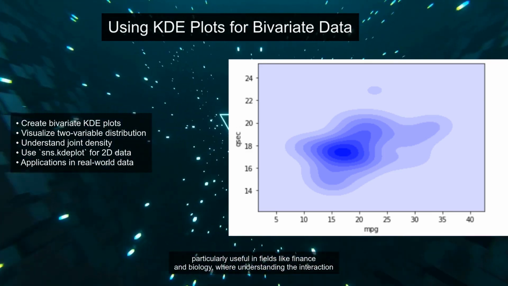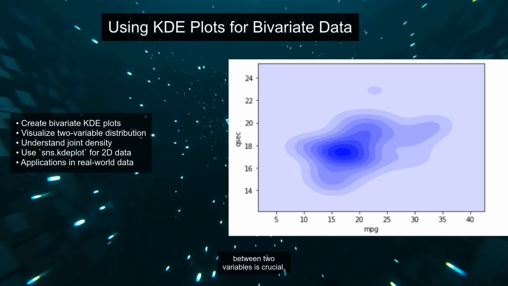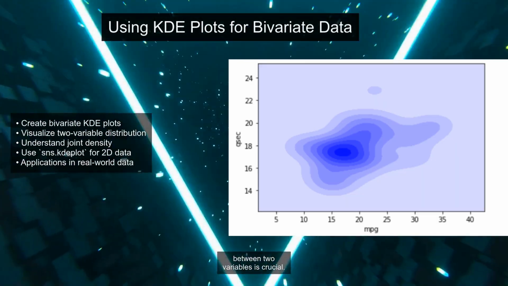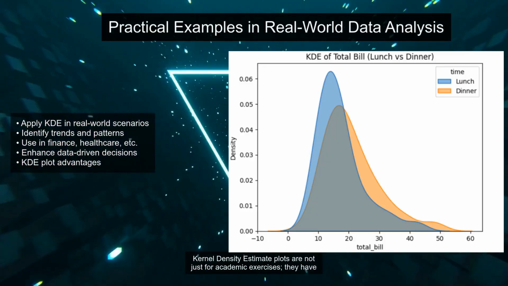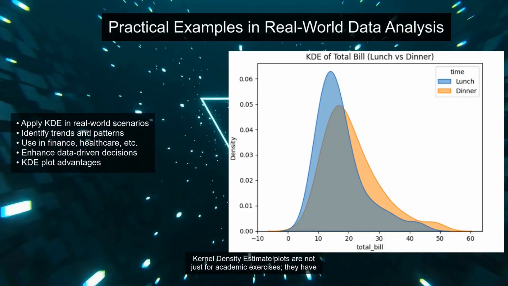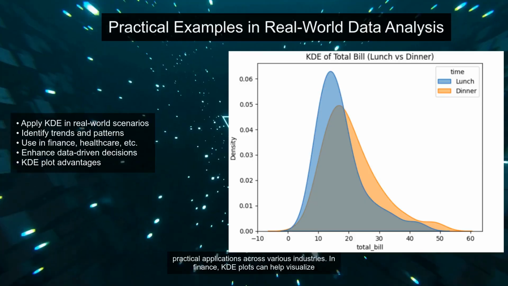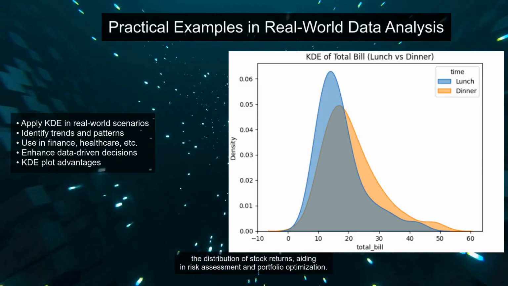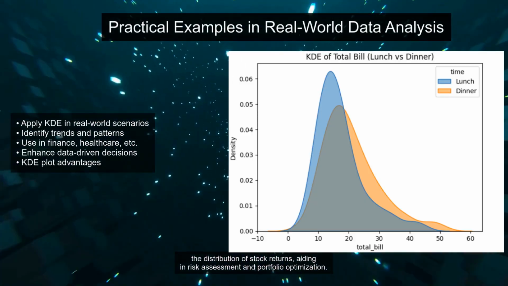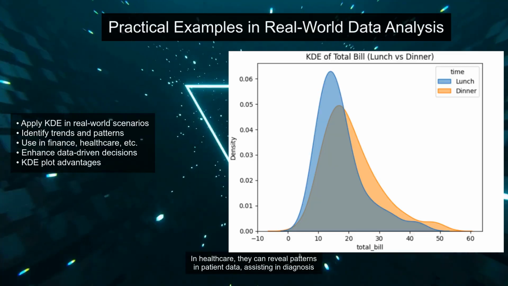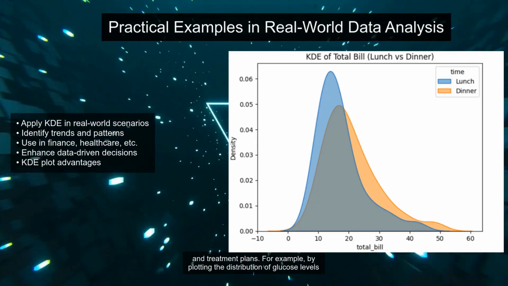Bivariate KDE plots are particularly useful in fields like finance and biology, where understanding the interaction between two variables is crucial. Kernel density estimate plots are not just for academic exercises, they have practical applications across various industries. In finance, KDE plots can help visualize the distribution of stock returns, aiding in risk assessment and portfolio optimization. In healthcare, they can reveal patterns in patient data, assisting in diagnosis and treatment plans.